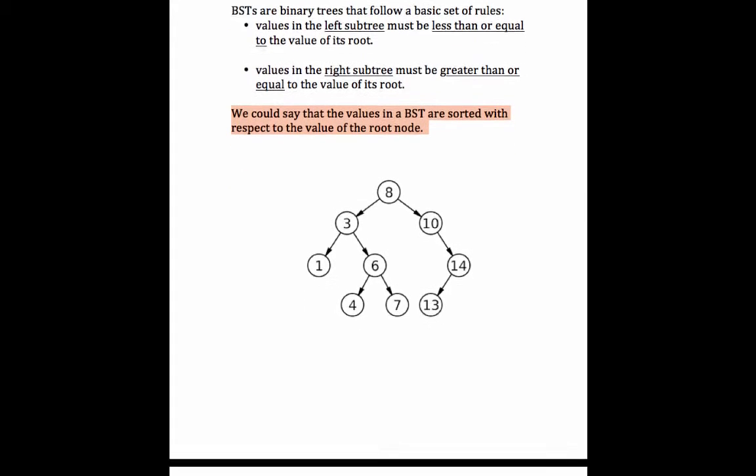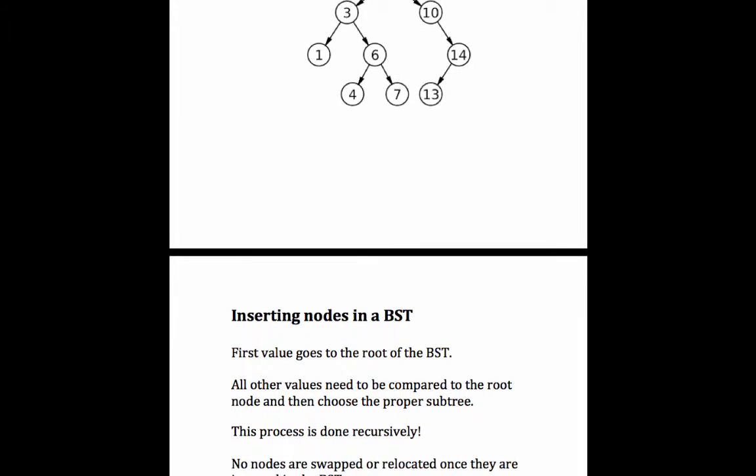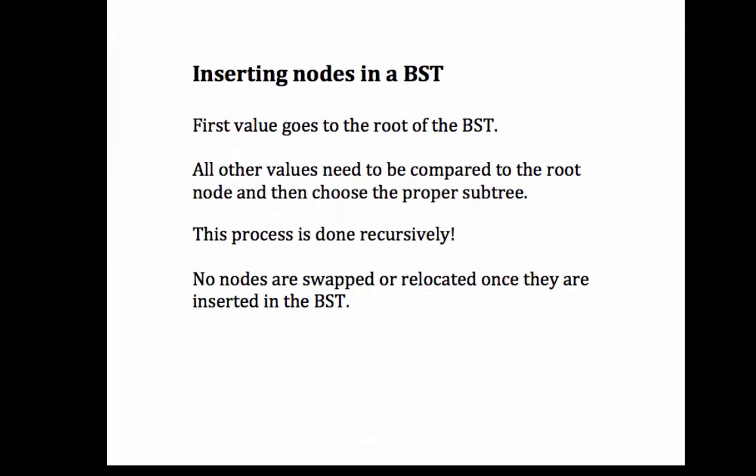So let's talk about inserting nodes on a binary search tree. Of course, the first step is going to be to insert the root. Remember, we may be reading values from a file, or we may ask the user to provide the values. So we really don't have control of how the values come in with respect to their order. But whatever the first value is, we're going to store that at the root of the binary search tree.